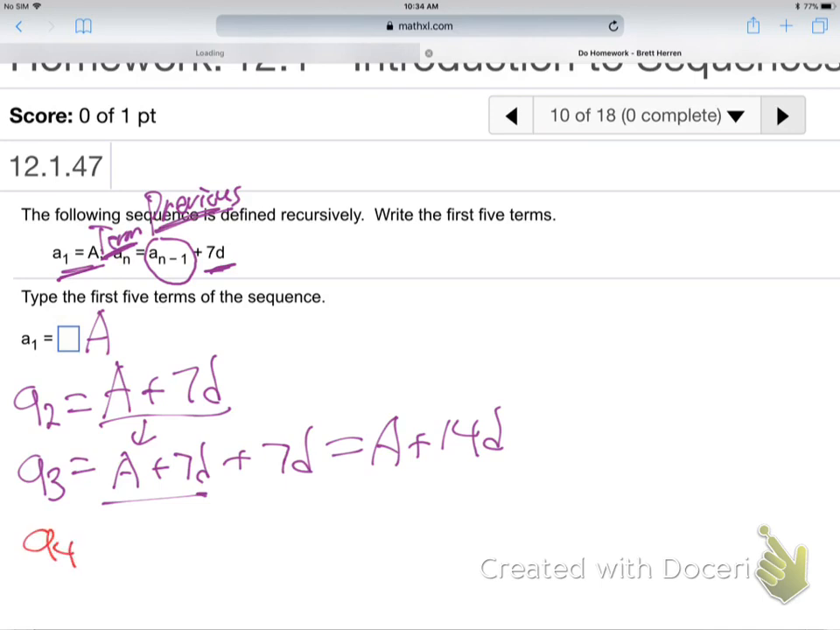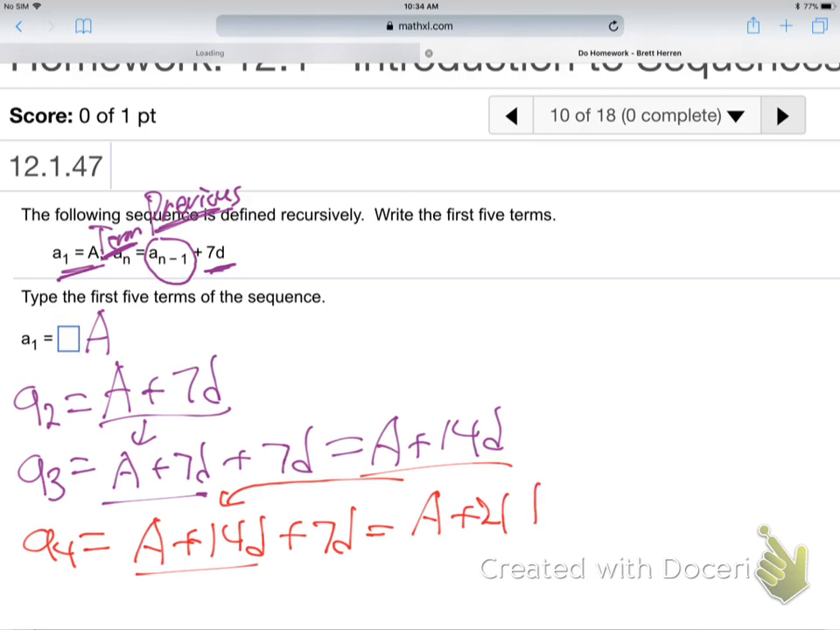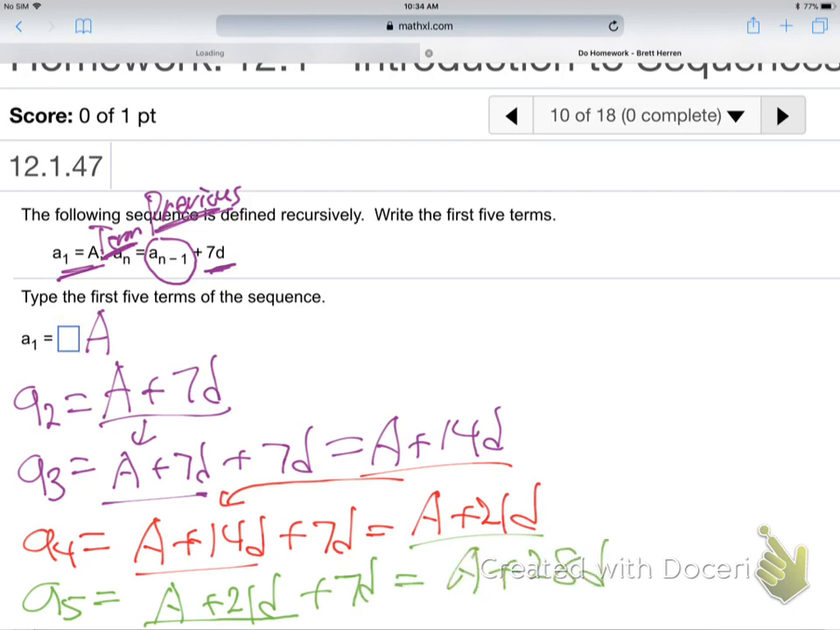And then what is A sub 4? You get it? It's the previous plus another 7D. So really it's just adding 7D every time, isn't it? And then finally, A sub 5 is the previous A plus 21D plus another 7D, A plus 28D. And there we go.